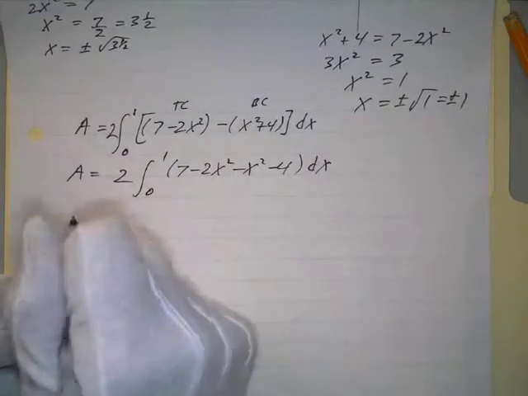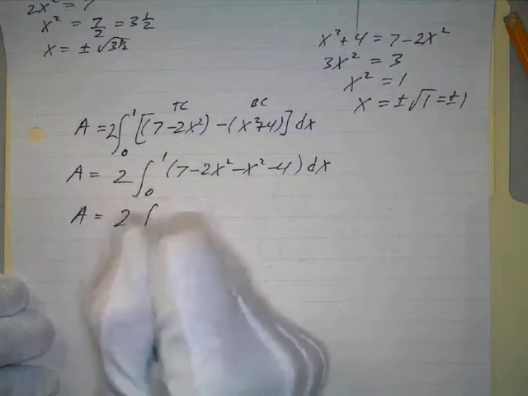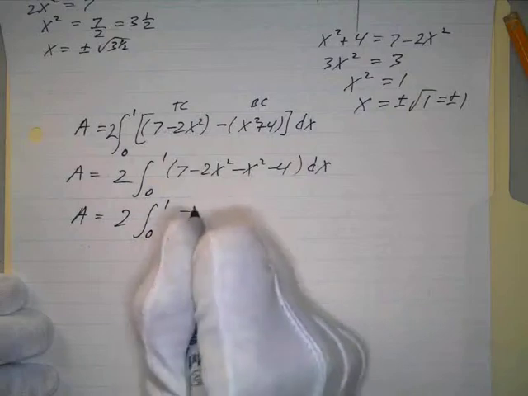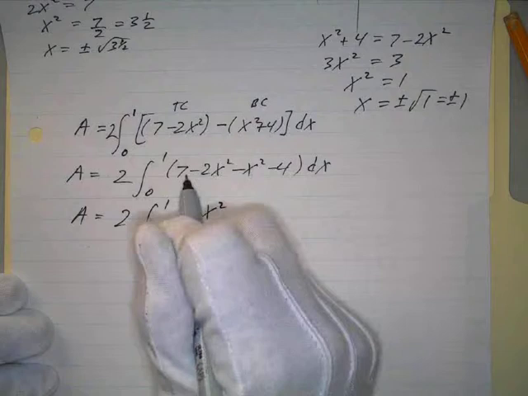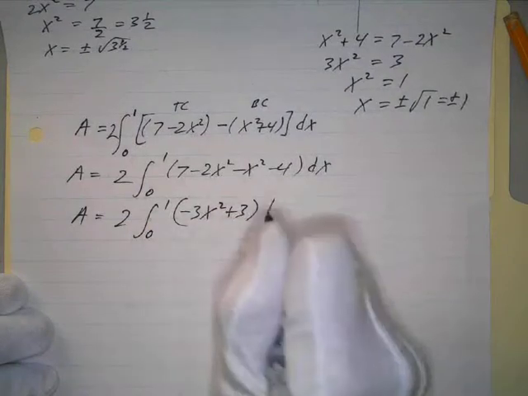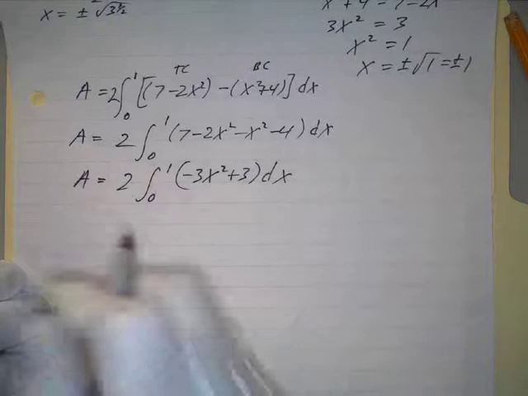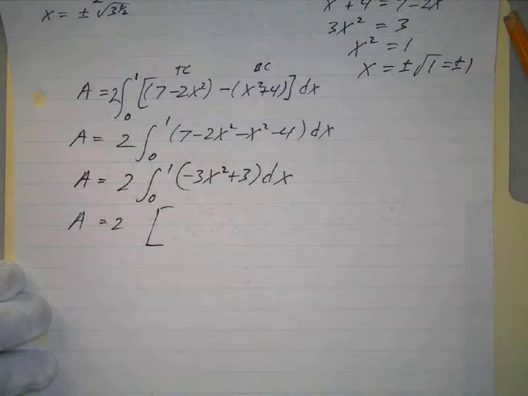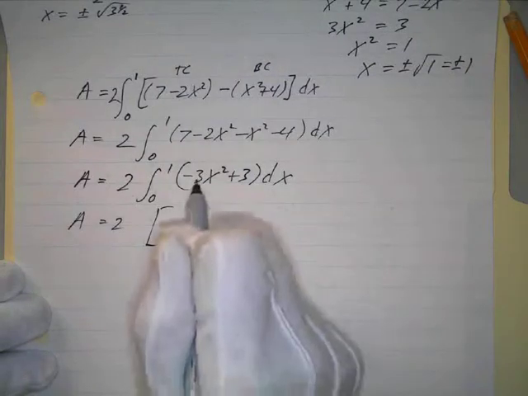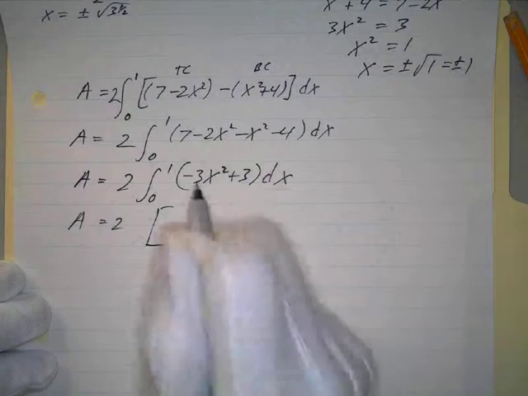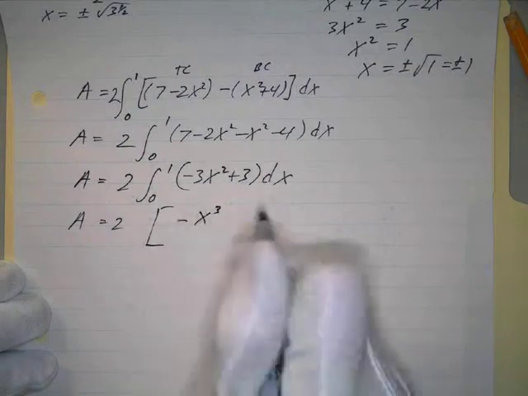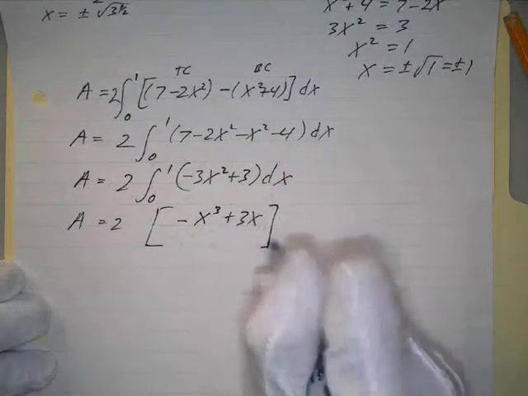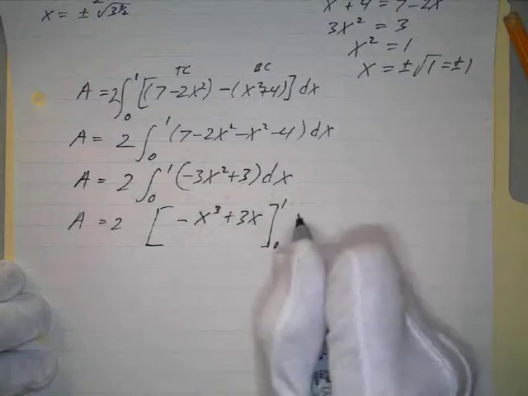Okay, and that area equals 2 times the integral from 0 to 1, and then that's going to be negative 3x squared, and then 7 minus 4 is plus 3 dx. And now we've got to simplify so we can take our antiderivatives. So area equals 2 times the antiderivative of this, which is going to be x cubed over 3, so those 3's cancel. It'll be negative x cubed, which is nice, and then plus 3x. And we just want to evaluate that from 0 to 1, and the zeros are going to cancel out, so that's going to make that real nice.